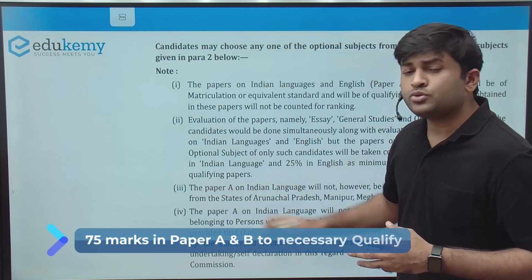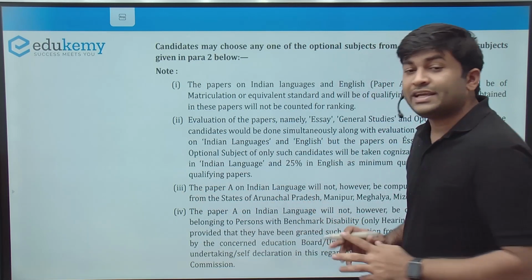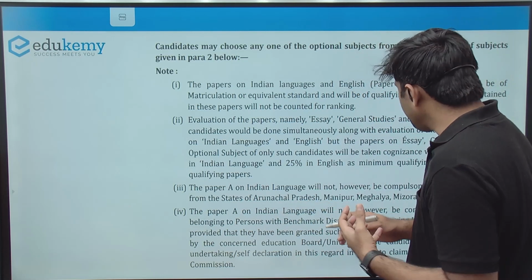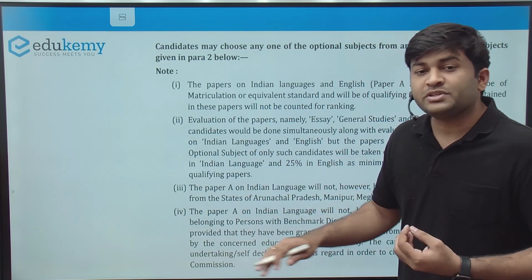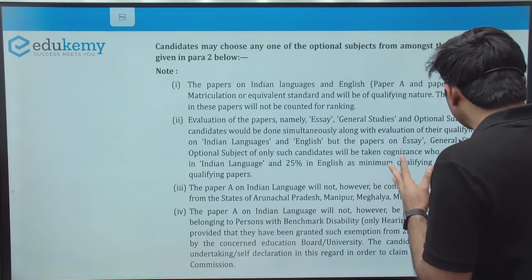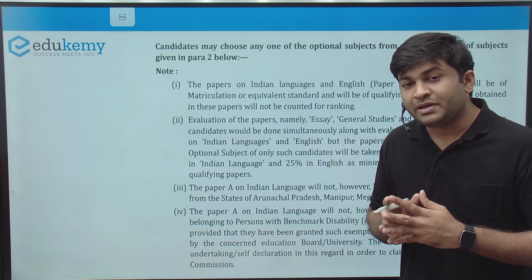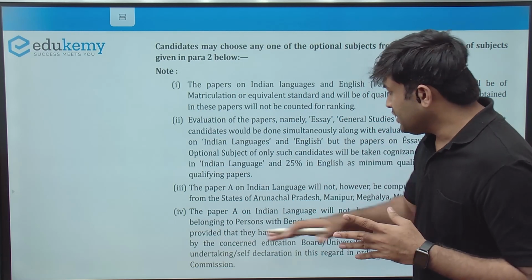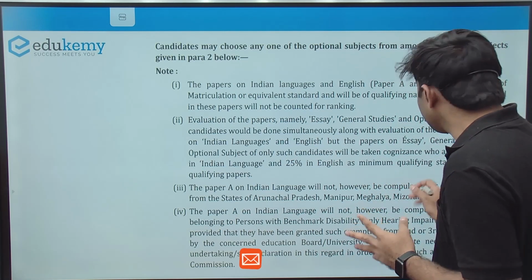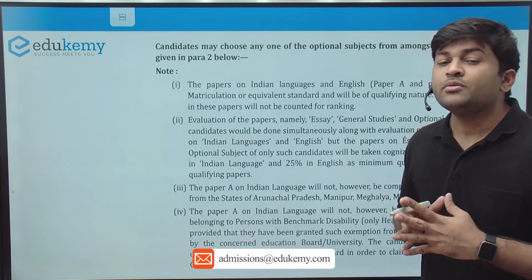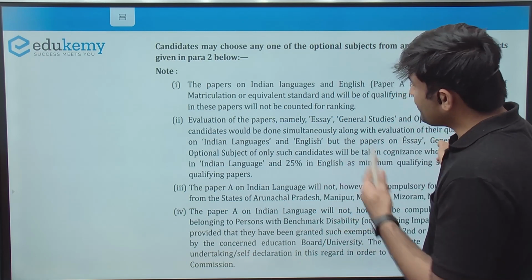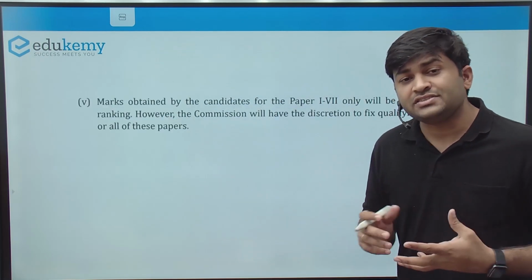Now when you come to the Paper A section, the paper on the Indian language will not, however, be compulsory for all. If a candidate comes from the states of Arunachal Pradesh, Manipur, Meghalaya, Mizoram, Nagaland and Sikkim, Paper A is not compulsory. So also, the paper on the Indian language will not be compulsory for persons with benchmark disability. So here some exemptions are given.